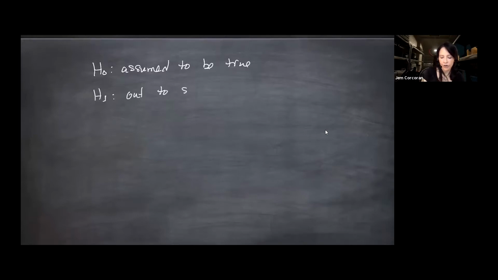The null hypothesis, I said, is something that's always assumed to be true, and the alternate hypothesis is something you are out to show. Not necessarily out to show. You might not want it to be true.